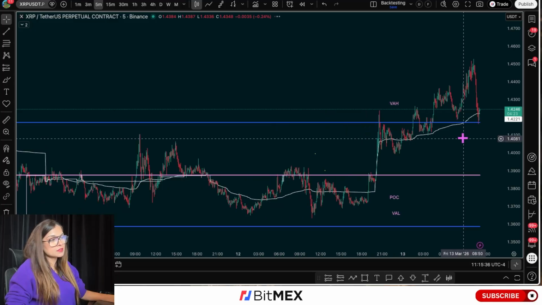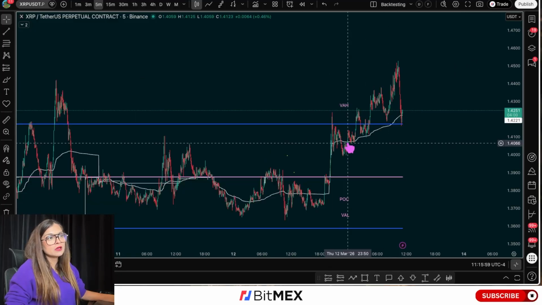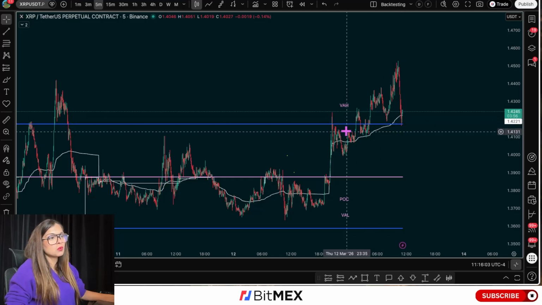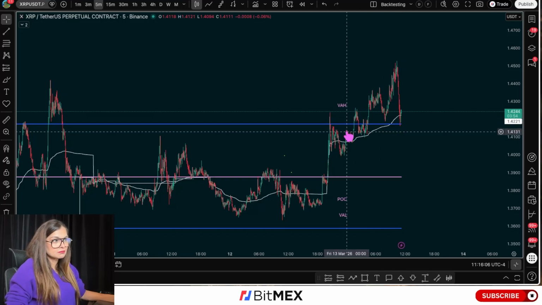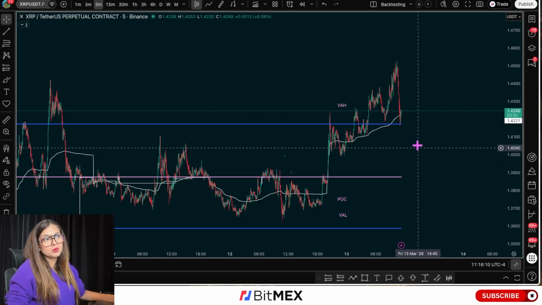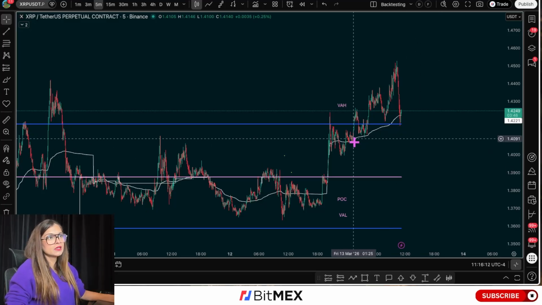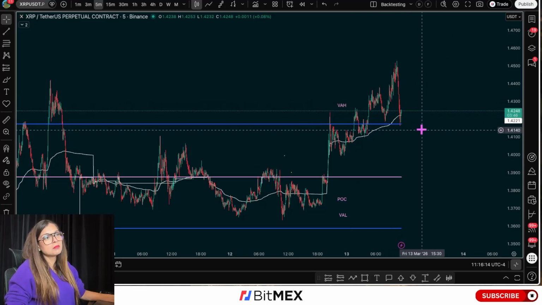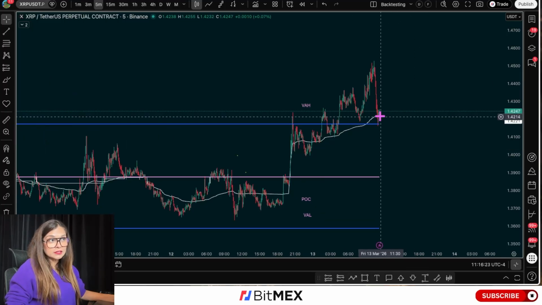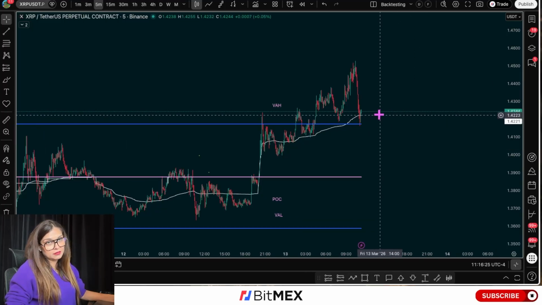VWAP is another item that I use. When price is above VWAP, we are more in a bullish trend. When price is below VWAP, we are more in a selling trend. So above VWAP is buying, below VWAP is selling. We are consolidating a little bit here on the VWAP.